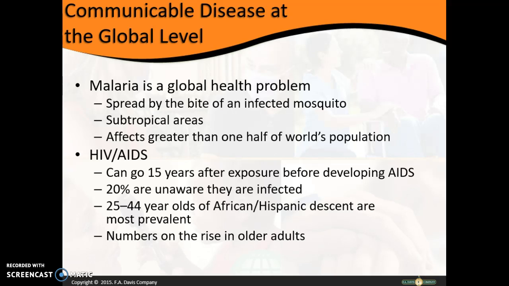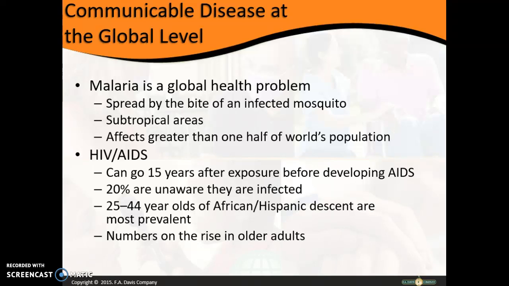So these are some diseases that are considered communicable disease at the global level. Malaria is one of those because it is spread by an infected mosquito. You see this more in subtropical areas, and it affects greater than half of the world's population. So that's just an unbelievably large amount of global communicable disease.